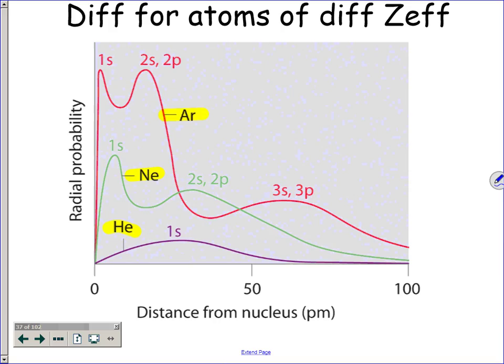So I'm almost to the place where we are in your notes. I wanted to show you these radial probability graphs, how they differ for each element, because this is really where the Coulombic attraction comes into play. So helium, neon, and argon all have their 1s at a different distance from the nucleus. Turn and talk and think if you can tell why that's the case.